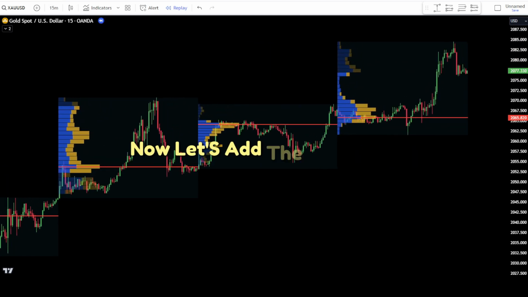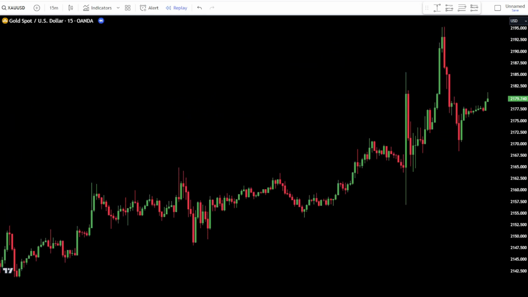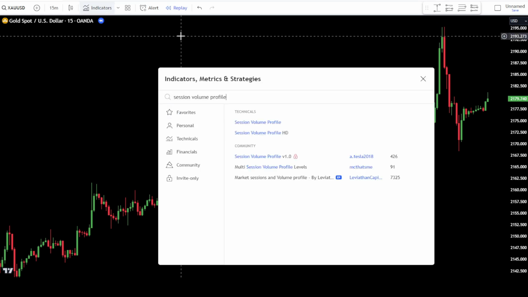Now, let's add the indicators that will be used on your trading chart. Open your TradingView and navigate to the indicator search tab. In the search bar, type session volume profile and select the default session volume profile from TradingView.